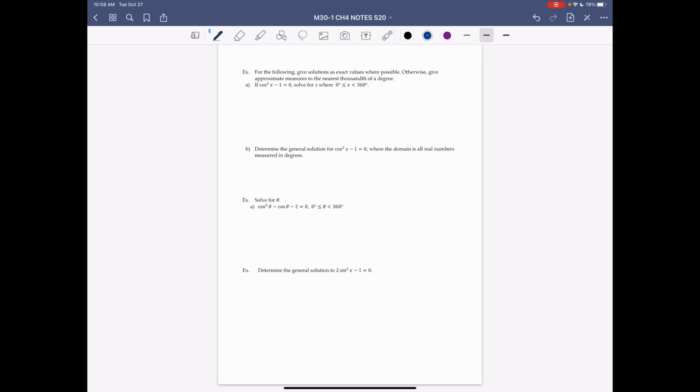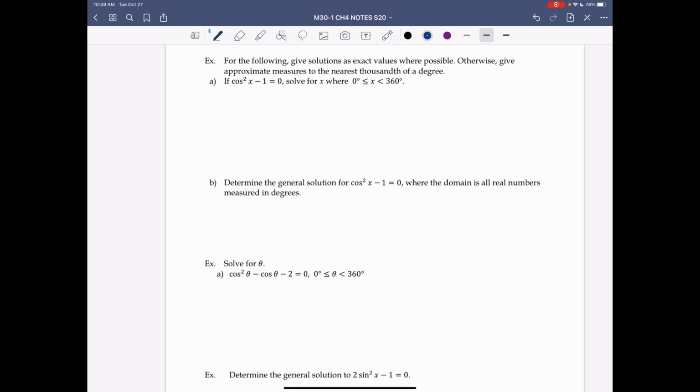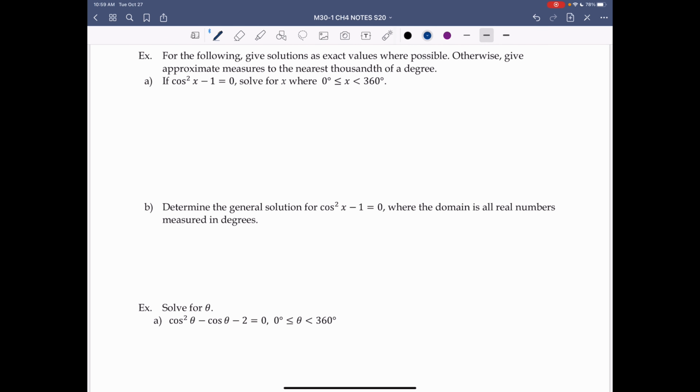For the following, give solutions as exact values where possible. Otherwise, give approximate measures to the nearest thousandth of a degree. A. If cos squared x minus 1 equals 0, solve for x where 0 degrees is less than or equal to x is less than 360 degrees. So notice that here we have 360 degrees is not included in the domain.